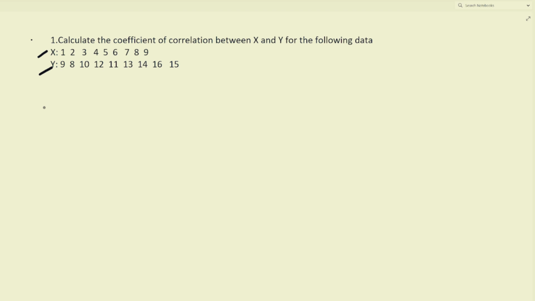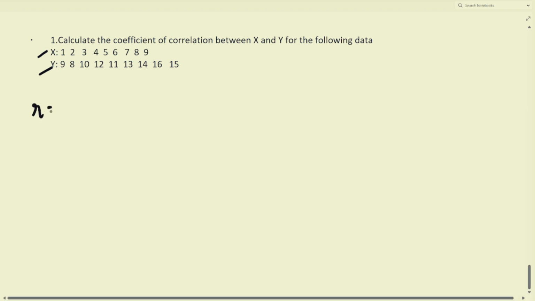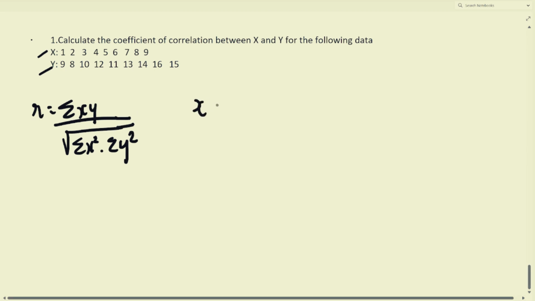So what is Karl Pearson's method? I have already told you that in the Karl Pearson method the data is very small, so we can easily solve this by the actual mean method. R is equal to the summation of xy upon the root of the summation of x square into the summation of y square, where x is equal to X minus X bar.